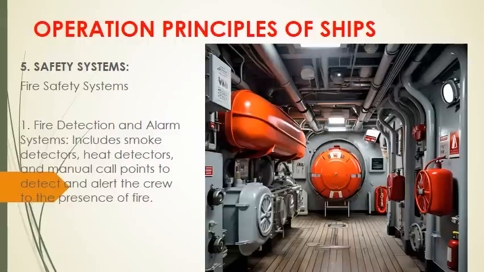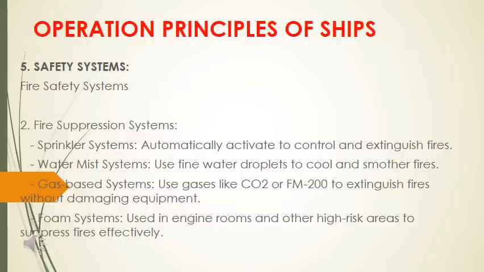The first that we are going to consider is the fire safety systems, which include fire detection and alarm systems. This could be smoke detectors, heat detectors, and manual call points to detect and alert the crew to the presence of fire. Number 2 is the use of fire suppression systems.